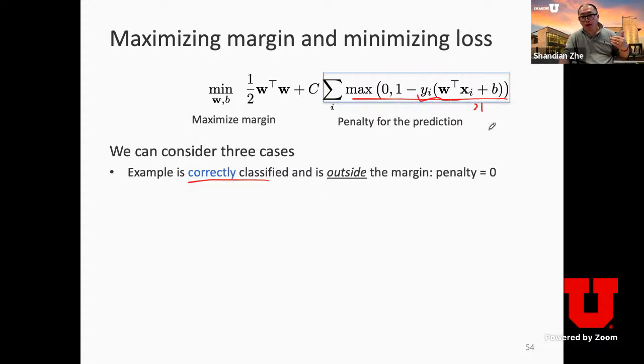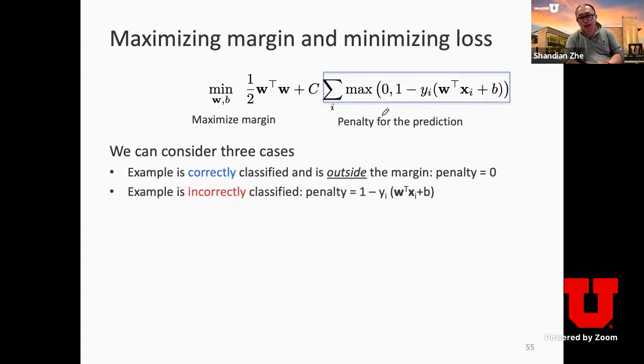Because the first example is correctly classified and outside the margin, meaning that this function margin must be bigger than 1. If it is equal to 1, it just touches the margin. Remember, in our constraint space, the minimum function margin is always 1. If it's bigger than 1, it's outside the margin. So 1 minus something bigger than 1 is negative, and your max value is 0. That means your penalty is 0: if your example is correctly classified by the current w and is also placed outside the margin, you pay no cost.